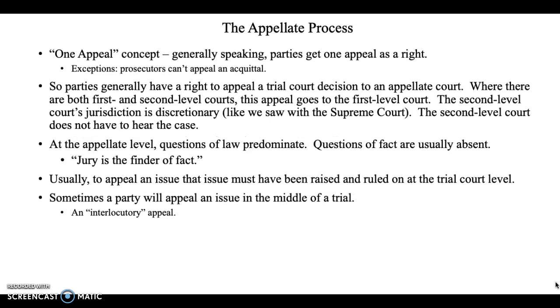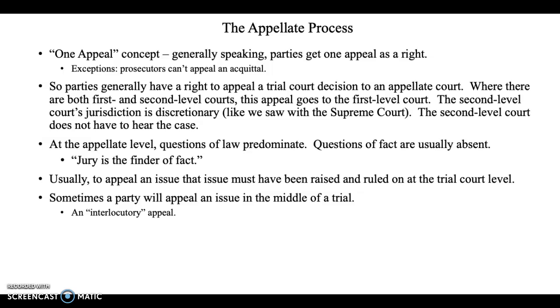There's a concept called the one appeal concept, which says that generally speaking, parties get one appeal as a right. That means that if you lose at the trial court, you usually get the right to appeal your loss one time. Now that doesn't include, as we talked about before, if you are found not guilty of a crime, you can't appeal an acquittal. Now we talked about how the Supreme Court has discretionary jurisdiction and does not have to hear a case. So the Supreme Court and the SJC, they don't have to hear cases. You get one appeal, but not two.